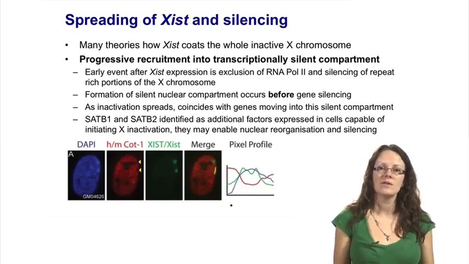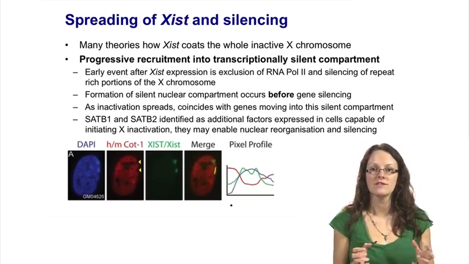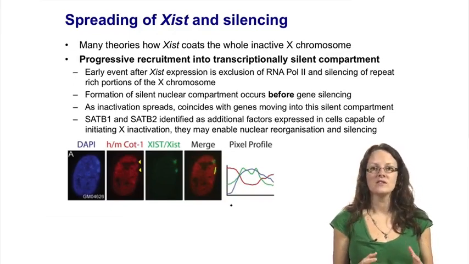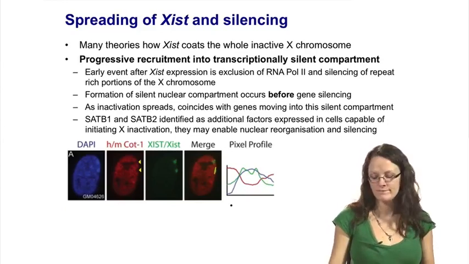And SATB1 and SATB2 are factors that are involved in nuclear reorganization. So in other words, they help to move the chromosomes around. And so we know that these factors have to be there for Xist to be able to bring about that silent nuclear compartment. So I'm going to go through all of these things I've just said about the spreading of Xist and silencing in a diagrammatic form.